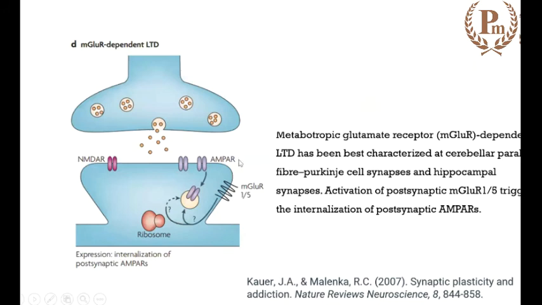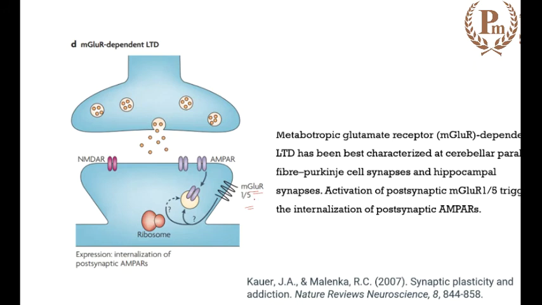Okay. Now, that was one way of understanding LTD. There is one other way of understanding, when we take the example of metabotropic glutamate receptors. See here, this is a metabotropic glutamate receptor. So what did I say? AMPA and NMDA were the ionotropic receptors of glutamate. But glutamate also has metabotropic receptors.